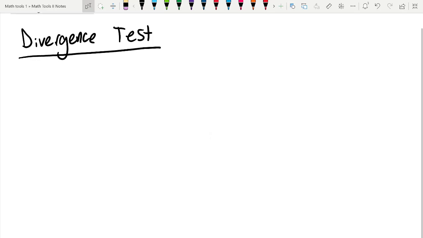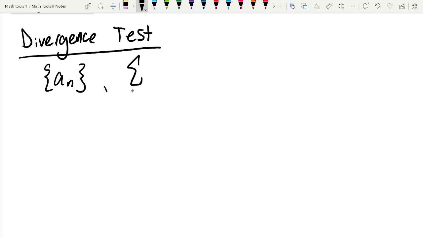So let's consider the limit. Well, first of all, let's just say we have a sequence a sub n, right? And we want to consider the series n equals 1 to infinity of this sequence. Okay, so the sum of this sequence.